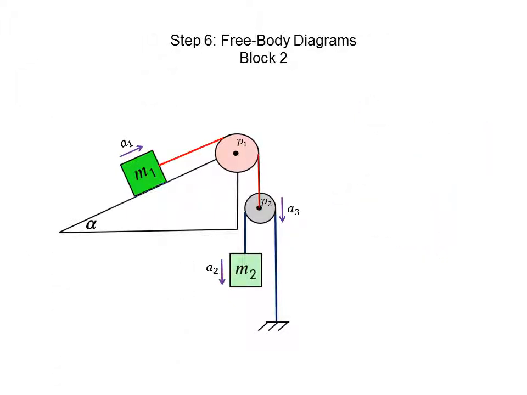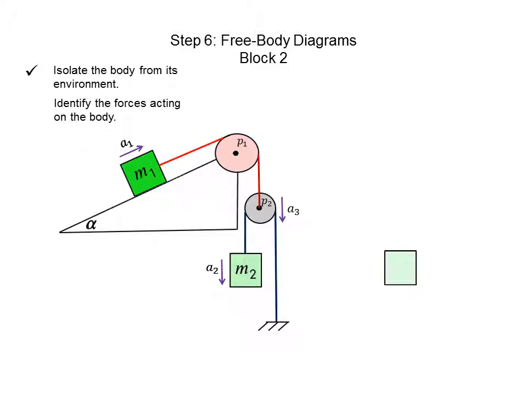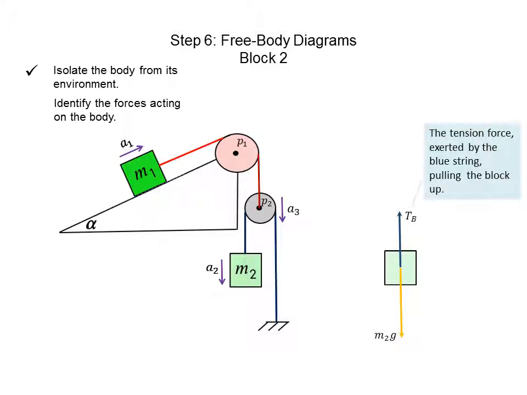Step 6. Free body diagrams. Block 2. Isolate the body from its environment. Identify the forces acting on the body. The weight force downward exerted by the earth. The tension force exerted by the blue string pulling the block up.